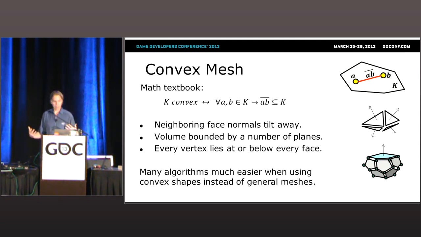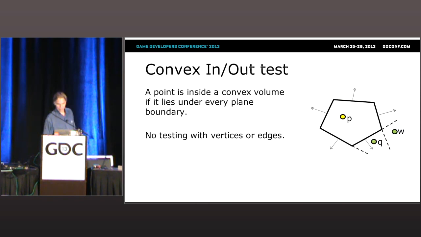You can also think of a convex mesh as a volume bounded by a number of planes, essentially the intersection of a number of half spaces. Or you can think of every vertex lying at or below every other face. The reason for convex meshes is that a lot of algorithms become so much easier to implement. For example, an in and out test. To test if a point's inside a convex mesh, I just have to check with all the plane equations. If you're underneath all the planes, you're inside. I don't have to worry about those edge tests and corner cases, numeric robustness, and all that. So that gets a little easier.